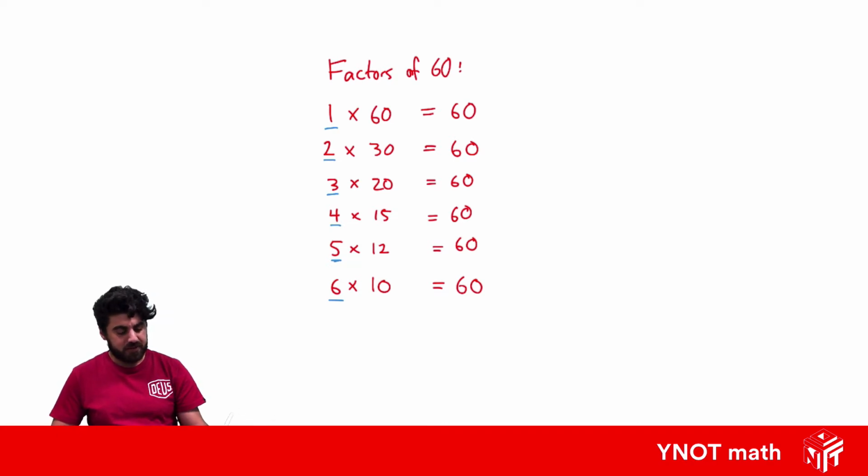But as soon as we get to 7, we know that there's no whole number that we can multiply to get to 60. So we can conclude that not every integer is a factor of 60. And mathematical induction is a way to prove that every number could meet a certain set of criteria. So the best way to do this is to look at an example.